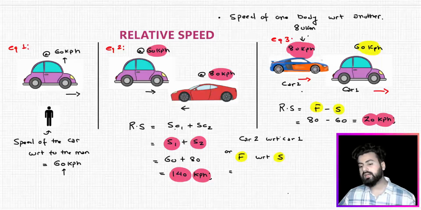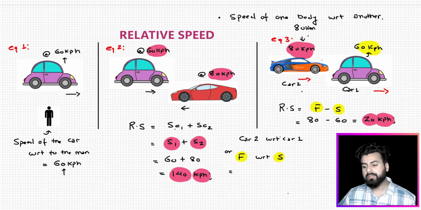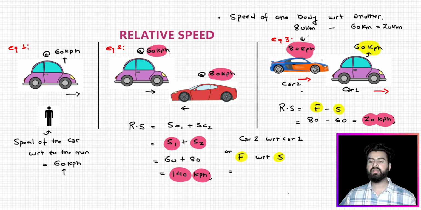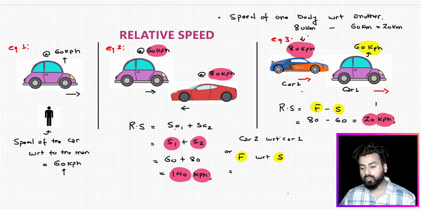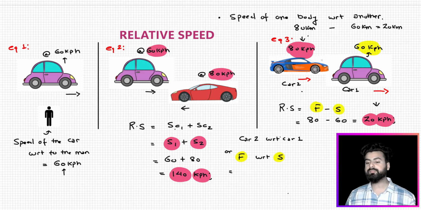In the same 1 hour, if I ask you how much distance would be traveled by this car 1, you would say, sir, only 60 kilometers. Now, if you compare, can you see that the second car is going to cover 20 kilometers extra distance? And this 20 kilometers extra distance that car 2 travels with respect to car 1, in how many hours is it doing that? In 1 hour. And this is what 20 kilometers per hour represents.